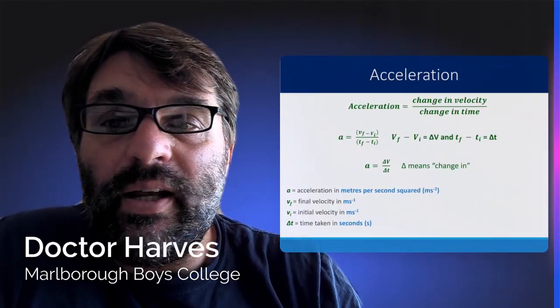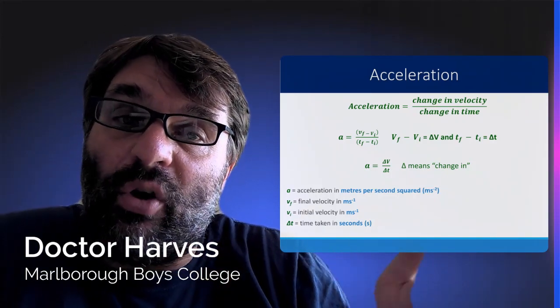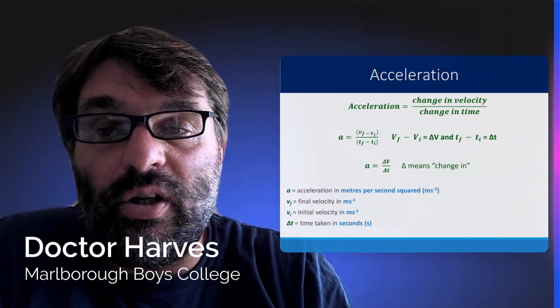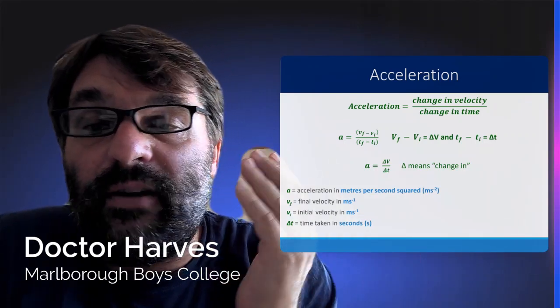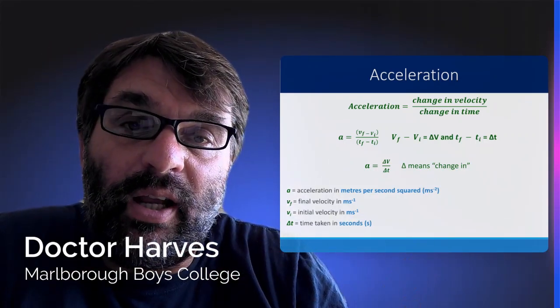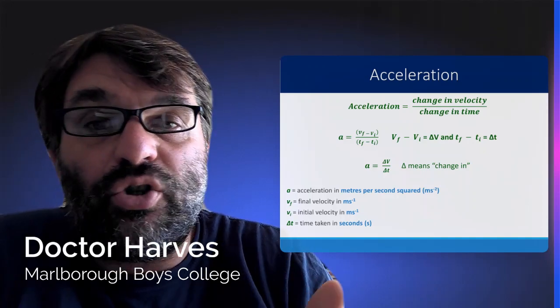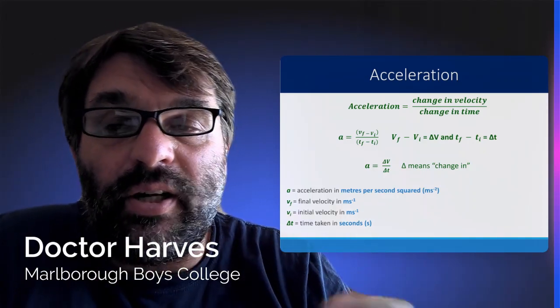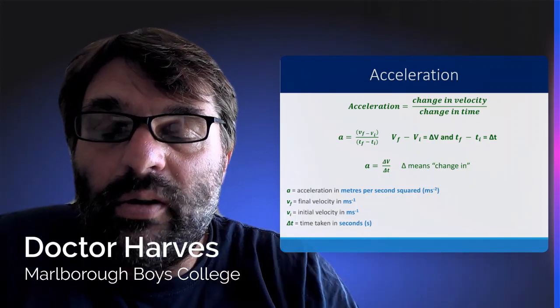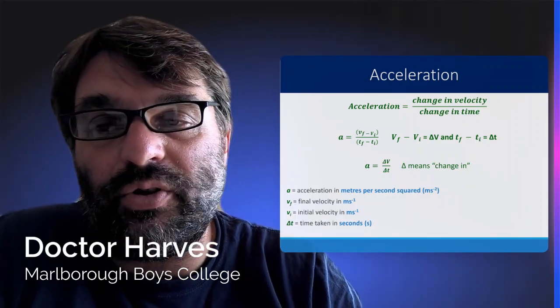Acceleration is essentially the change in velocity over the change in time. So acceleration is the final velocity minus the initial velocity over the time it takes for that change to occur. And just like with speed, delta V, that triangle, just means a change in velocity.